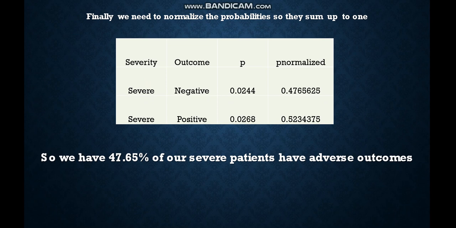So now we need to normalize the probabilities so that they sum up to 1. So after that, we can conclude that we have 47.65% of our severe patients having adverse outcomes or negative outcomes.